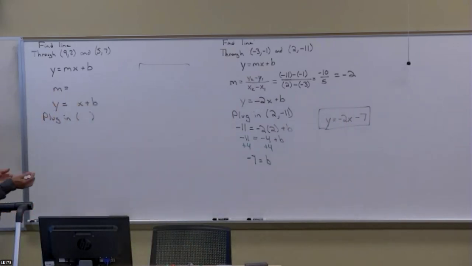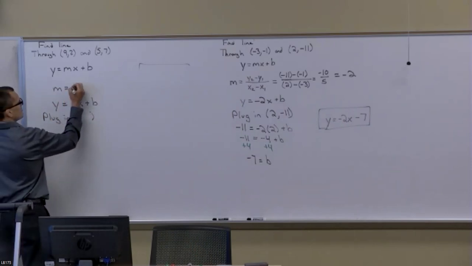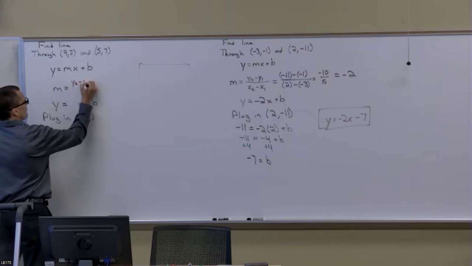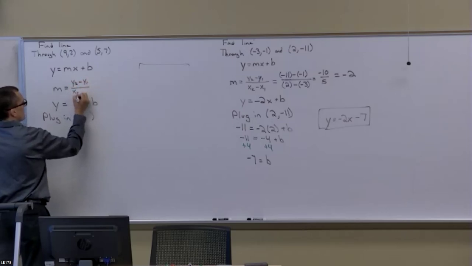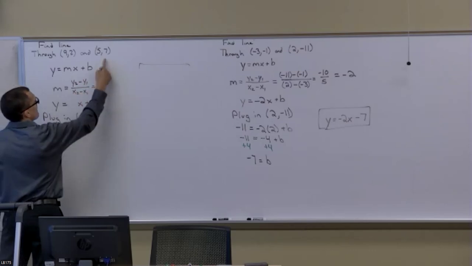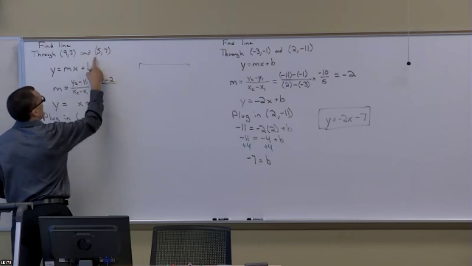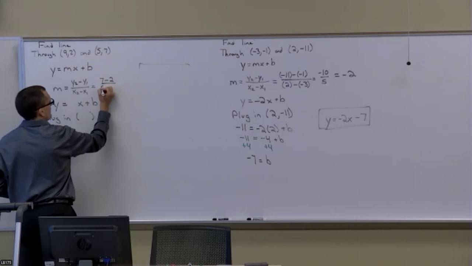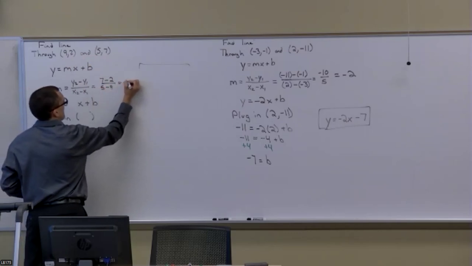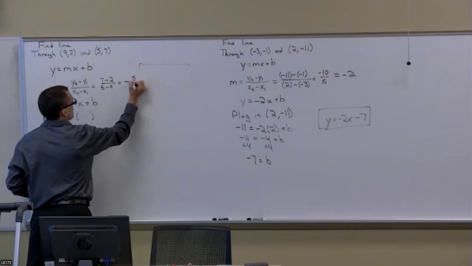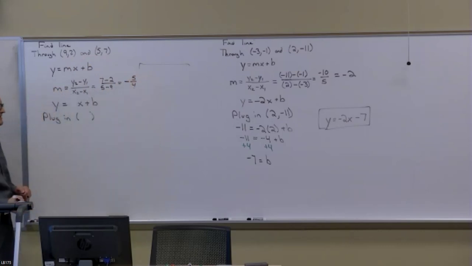All right, people are doing pretty well on this, so I'm gonna jump into it. To find the slope, we're gonna use the slope formula. That's gonna be 7 minus 2 in the numerator and 5 minus 9 in the denominator. That's gonna give me negative 5/4, or if I'd rather write that as a decimal, that's negative 1.25. For right now, I'll leave it as negative 5/4.